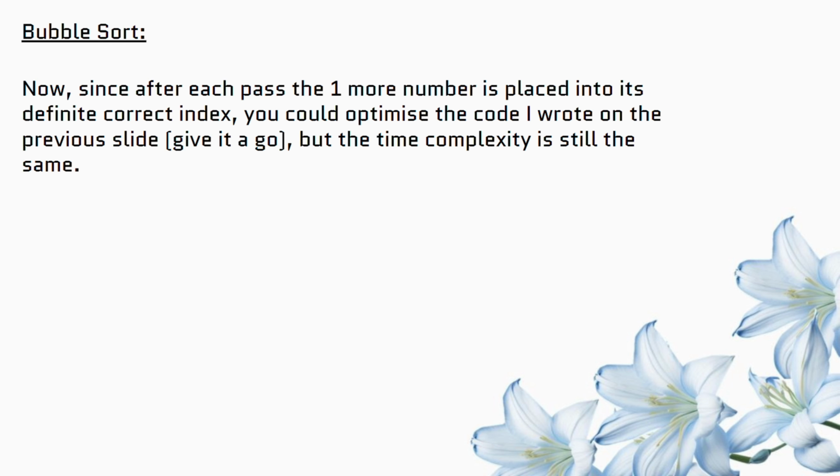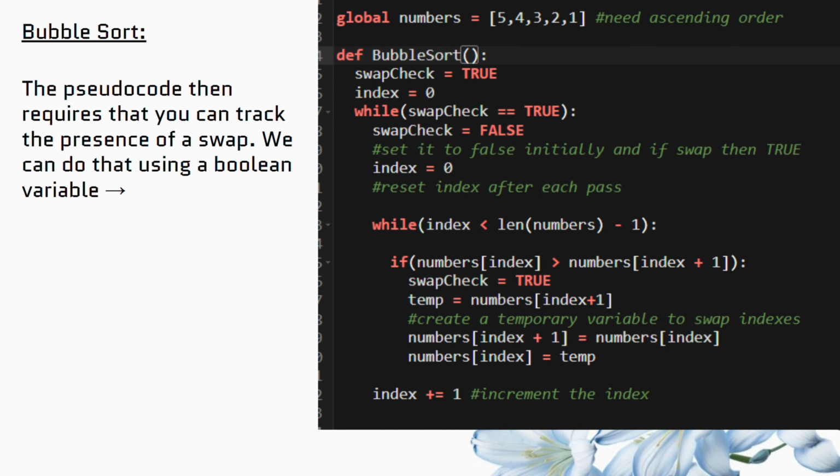So now we're going to go over how you could optimize the code actually. One way you could optimize this code is, after you carry out a pass of a bubble sort, for example, this number 5, after one pass, it's going to swap with 4, swap with 3, swap with 2, and swap with 1. And it's now at the correct index. It's the greatest number in the list. It's in its correct place.